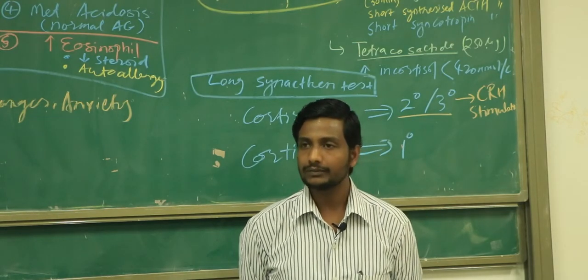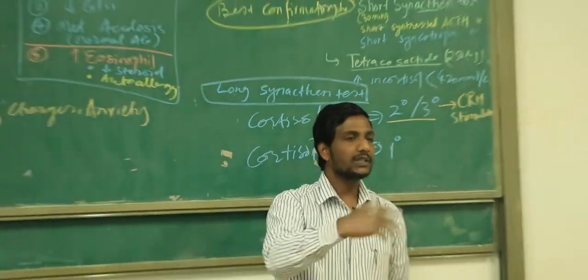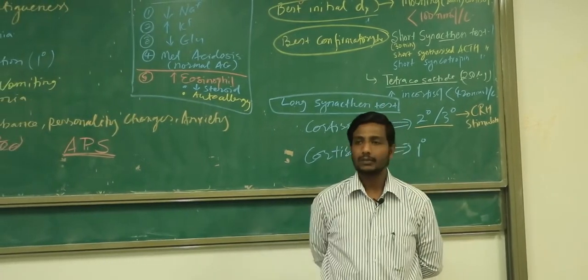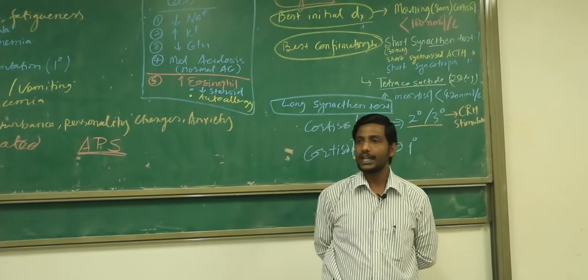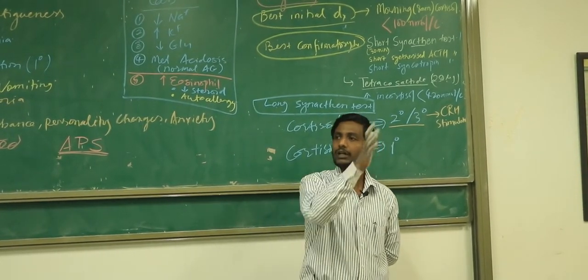Confirmatory diagnostic test? Short-acting test, and there are so many names. Basically, it is the synthesized form of the ACTH. So you gave it, but the cortisol did not rise more than how much? 420. It is still less than 420. Then we say that the patient is having adrenal insufficiency. But now the question is whether it is primary, secondary, or tertiary.